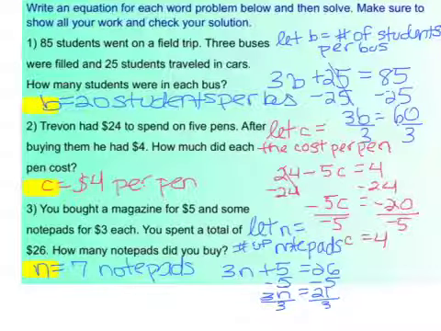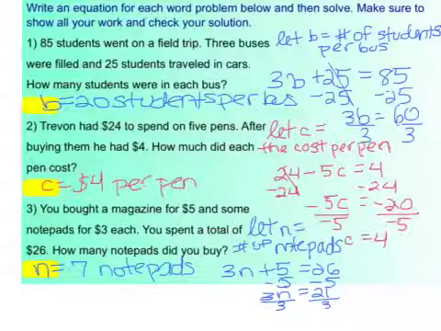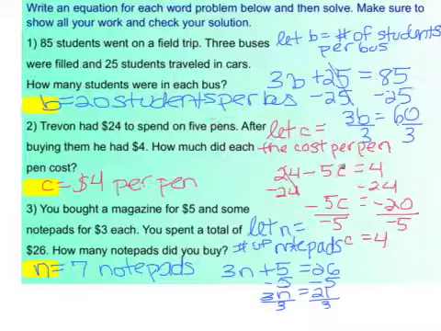Well, we don't know the cost per pen, but we know that he had 5 pens. So let's let C, or whatever variable you decided on, equal the cost per pen. Well, we had $24 to spend on 5 pens. So 5 pens times the amount that each pen is would be our 5C. And we started with $24 minus the cost of 5 pens leaves us with $4.